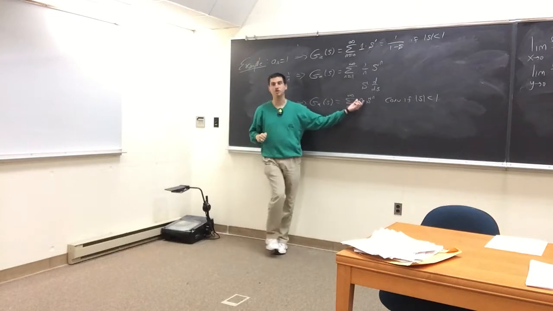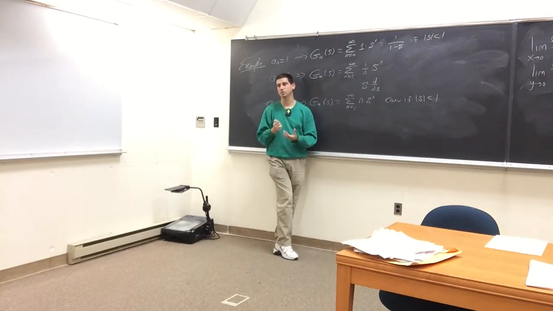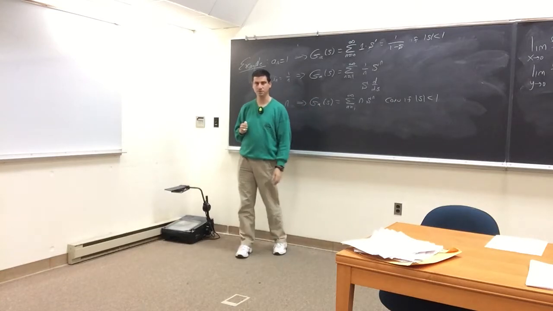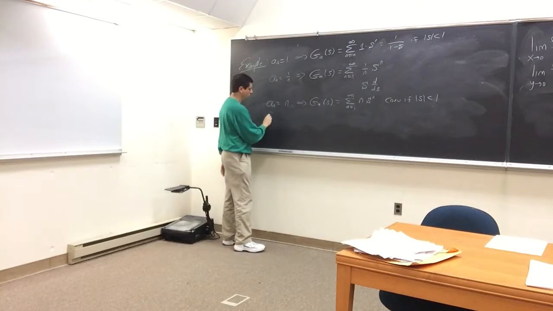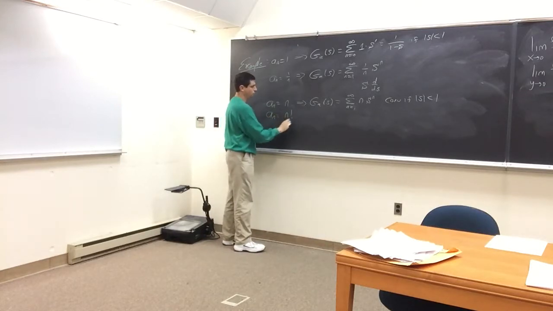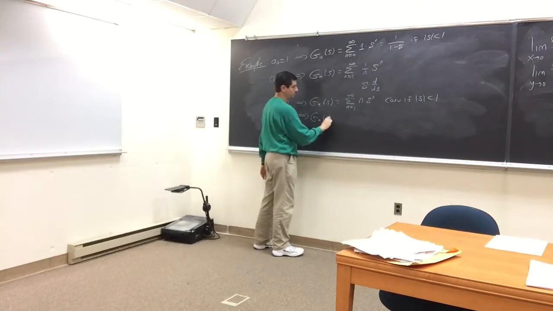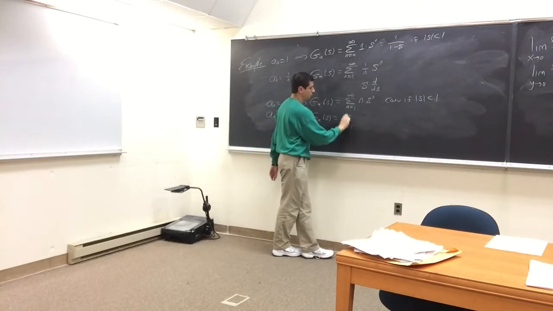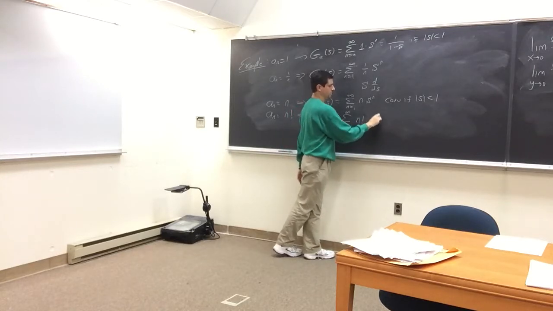Best way to see this is the ratio test. Because if you do the ratio test, n over n plus 1 goes to 1, and you'll get an s coming out. All right? A little bit stronger would be a_n equals n factorial. Then you would get G_a(s) is the sum, n goes from 1 to infinity of n factorial times s^n.